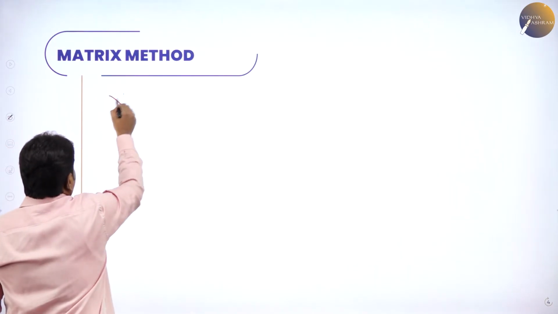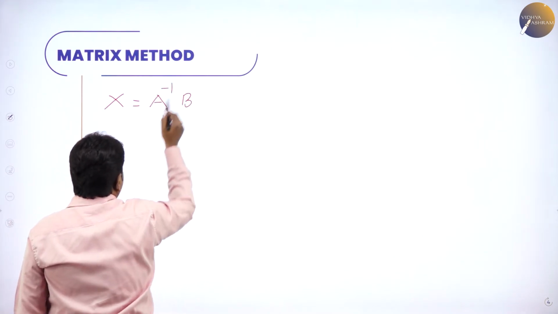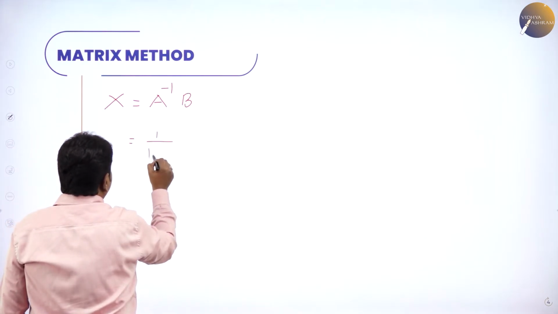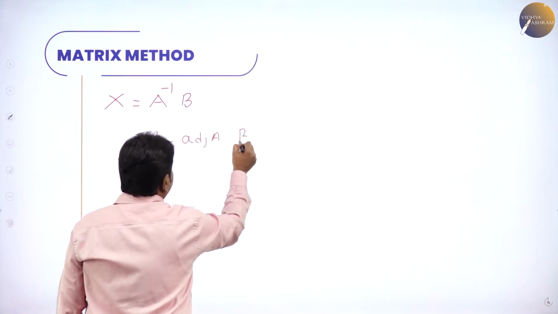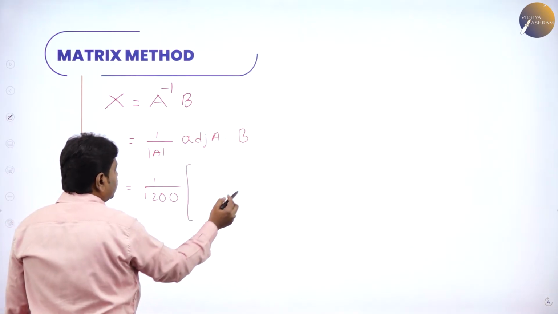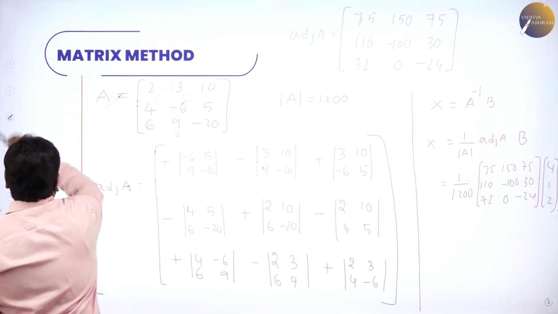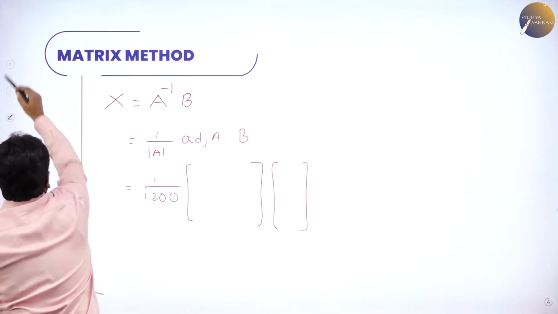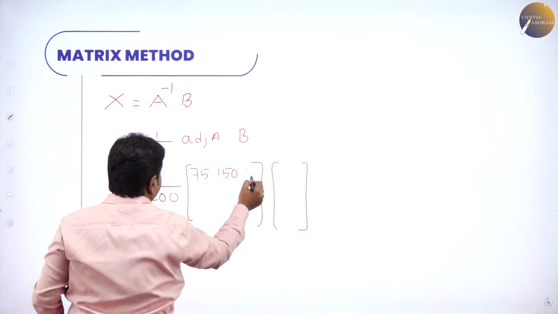So now what is the x value? What is the x formula in the matrix method? A inverse into B. Got it? And what is A inverse actually? 1 by determinant of A into adjoint of A. This is A inverse, all of you know, into B. So 1 by 1200 into adjoint A into B. So fill the elements by seeing the past entries. So what is the adjoint you got? 75, 150, 75.